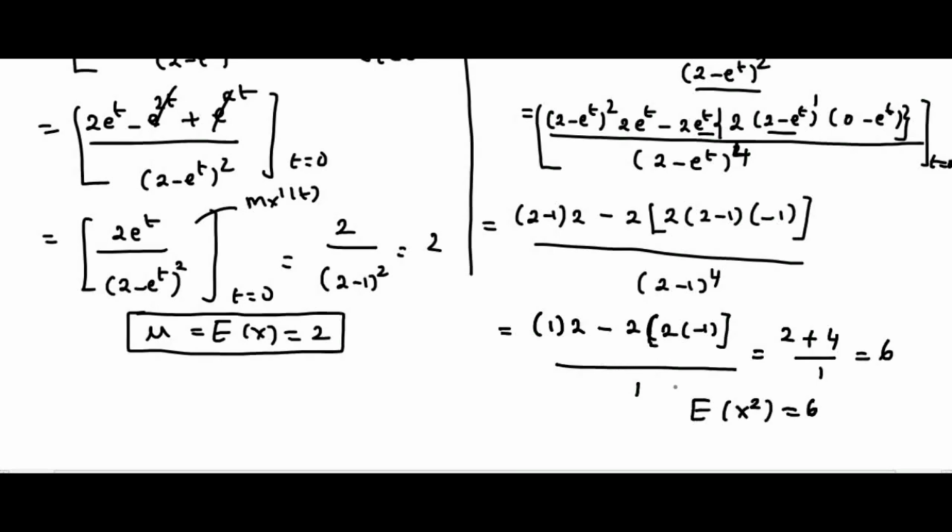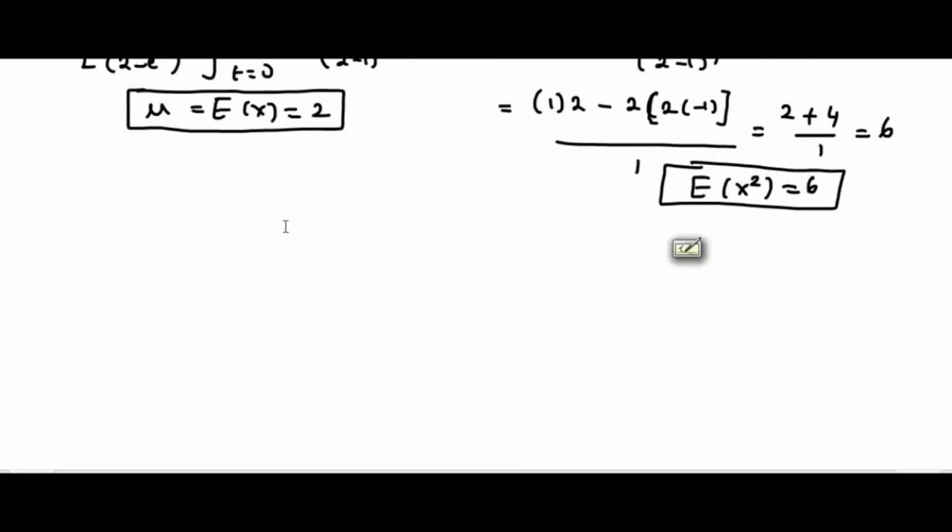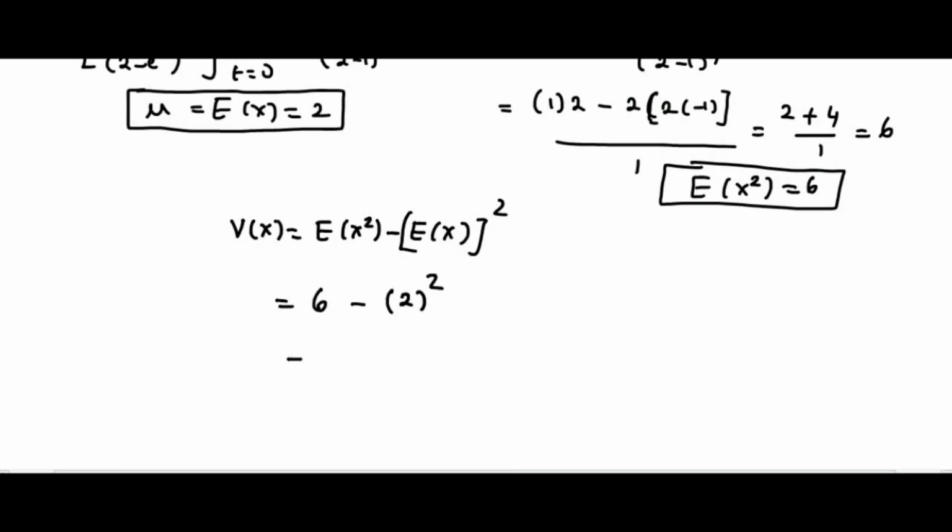Now we are going to find the variance of X. What is the variance of X formula? V of X equals expected value of X square minus expected value of X whole square. We know the expected value of X square is 6, minus expected value of X to the power 2, which is 4. Therefore the variance of X is 2.